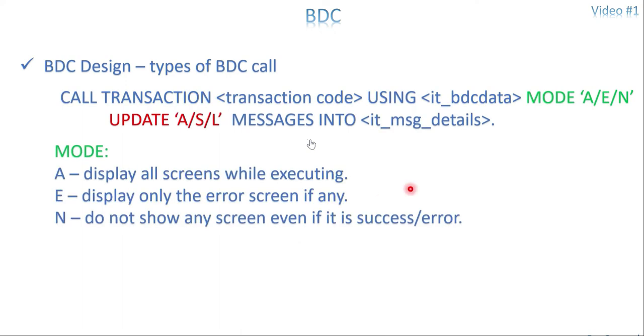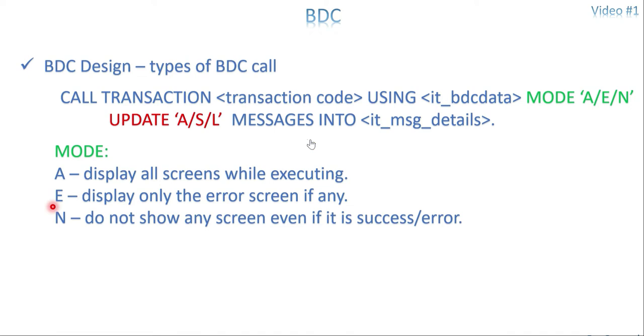So mode is nothing but single alphabets: A, E, N. A represents display all screens. Mode is how you want to execute your BDC program. If you execute it in A mode, it displays all the screens. This is used only for testing purposes. You developed the BDC program and want to make sure everything is working fine, all the field values go into the exact screen fields, and it triggers the save button and creates the database entry. So for testing purposes, we go with A.